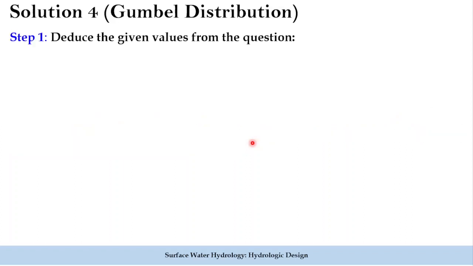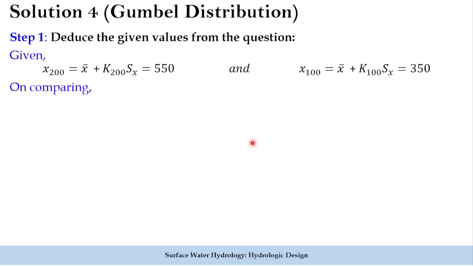So first of all, let us deduce what is given in the problem. Here x200 is given to us, that is x bar plus K200 s x equal to 550. Likewise x100 is also provided to us, which is 350.